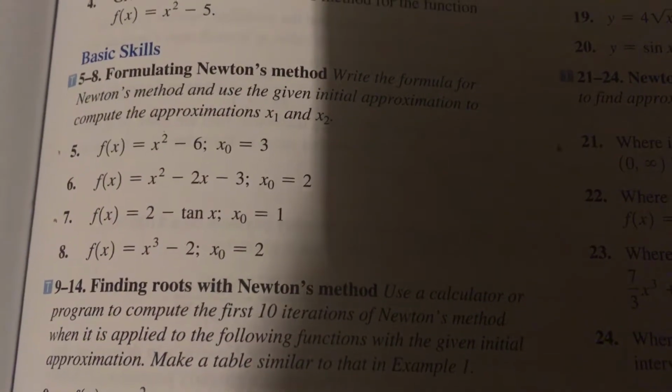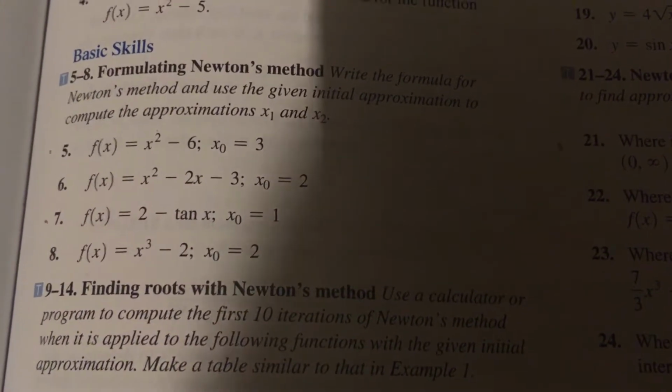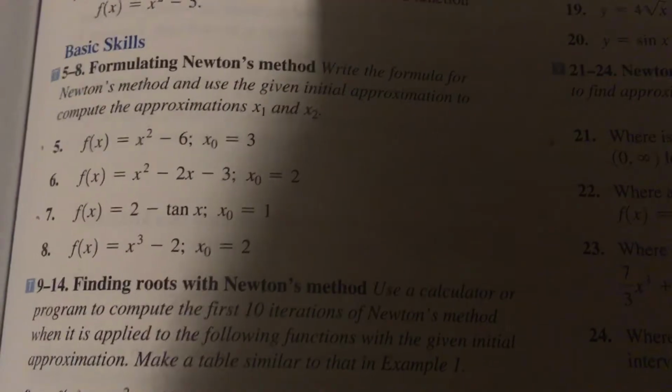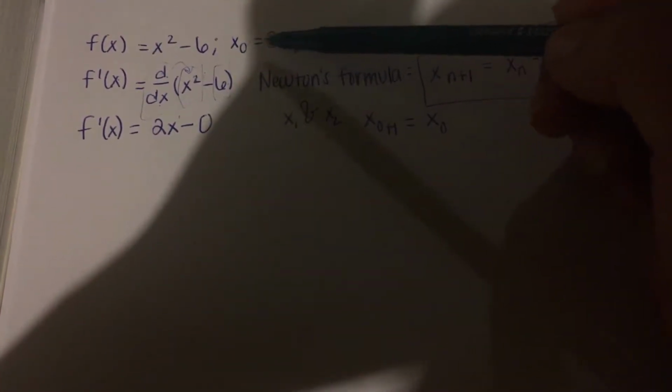So for question 5, f of x equals x squared minus 6, and our initial x equals 3. I have it written down over here. Don't mind the stuff in the background. I already have it written down, and for the most part, I did the beginning before I started this video. So when you're given this problem, f of x equals x squared minus 6, and our initial x is 3.